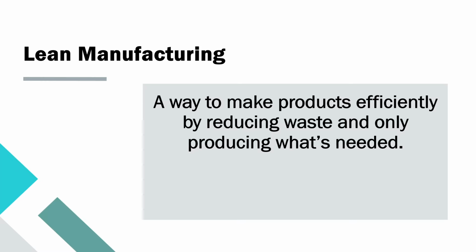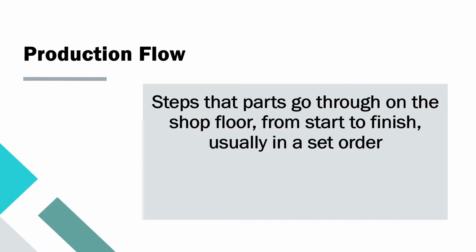So, what is lean manufacturing? Lean manufacturing is a production strategy focused on delivering more value to the customer by eliminating waste. It aims to streamline processes, reduce cost, and improve efficiency without sacrificing quality. In other words, it's a way to make a product efficiently by reducing waste and only producing what's needed when it's needed. The next term is a production flow.